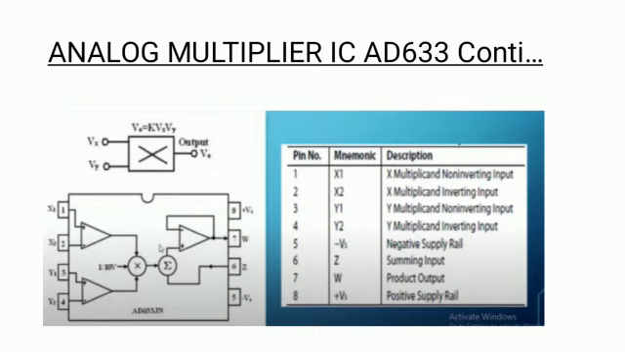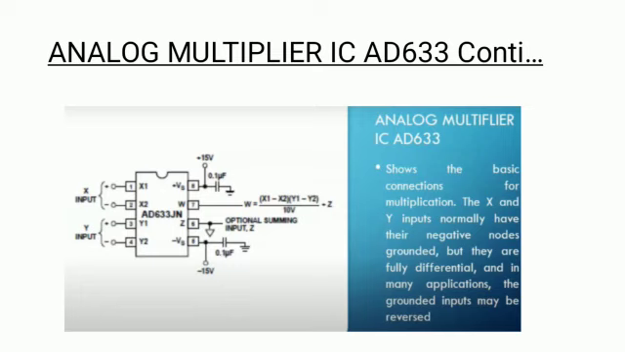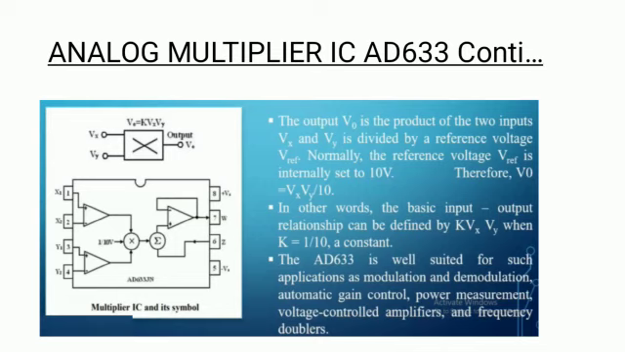This is the pin description of analog multiplier IC AD633. It shows the basic connection. The circuit shows the basic connections for multiplication. The X and Y inputs normally have their negative nodes grounded, but they are fully differential, and in many applications the grounded inputs may be reversed. The output V0 is the product of the two inputs Vx and Vy divided by a reference voltage V reference. Normally, the reference voltage is internally set to 10 volt.